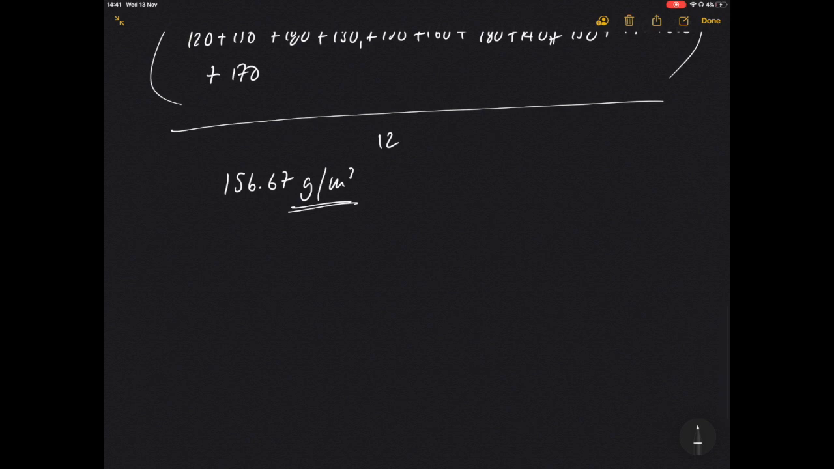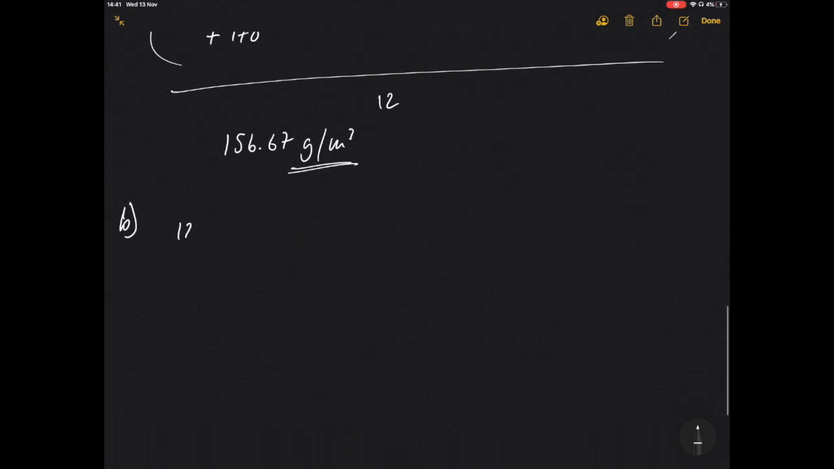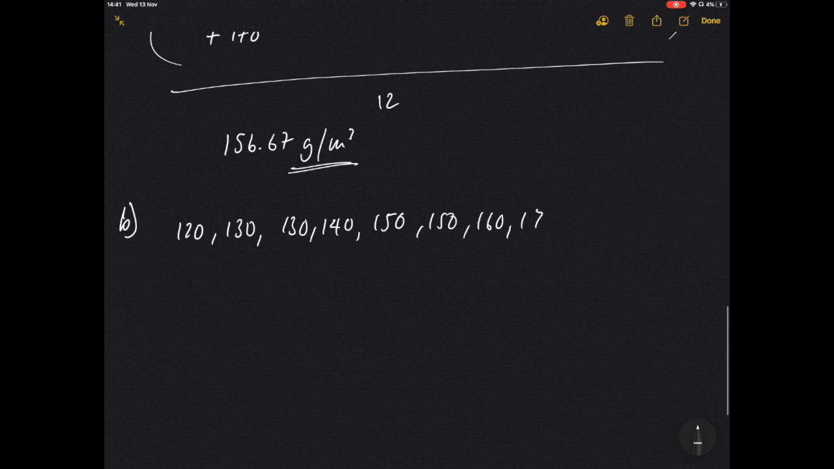So next we get asked to find the median. Here we need to order the data. For simplicity, I've done this already, but you can go through and do this. So the ordered data is 120, 130, 130, 140, 150, 150, 160, 170, 170, 180, 180, 200. Okay, so what we can say here is we have 12 pieces of data.